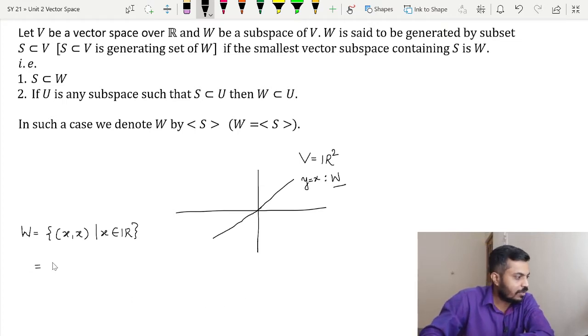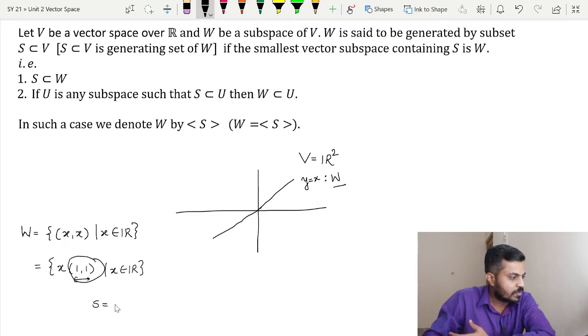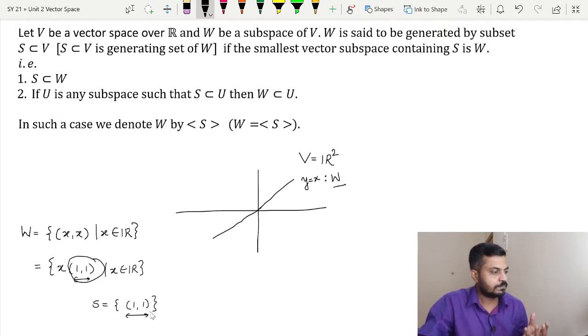And finding or guessing that in this case is easy, because if I take x out, what will be left inside? (1, 1) such that x belongs to R. So this vector (1, 1) is special to us because if you observe, let me put it in one set. If you multiply this (1, 1) by a certain number, you will be able to get any element of W that you want. Now elements of W are nothing but elements of the type (x, x).